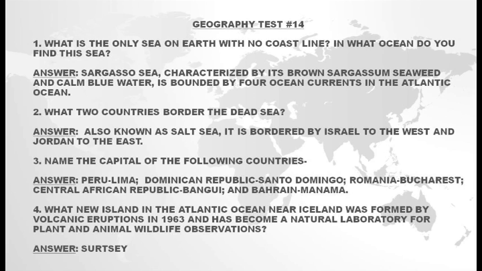Question 4. What new island in the Atlantic Ocean near Iceland was formed by volcanic eruptions in 1963 and has become a natural laboratory for plant and animal wildlife observations? The island's name is Surtsey. And this island is internationally protected as far as visits by tourists, for example. By isolating this, they really want to see what is the natural evolution of wildlife and plant life on this island if there is no human interaction.